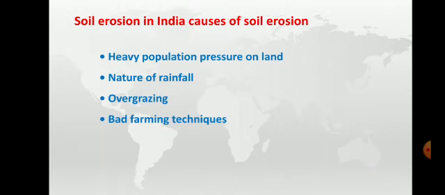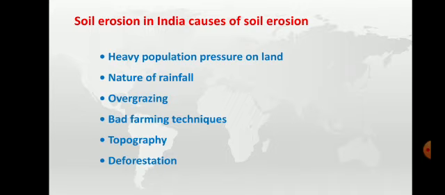Next, we'll see topography. So, here northeast part of India, that is Shivaliks and hilly regions of South India, they are affected by soil erosion because of steep slopes and heavy rainfall. So here during rainfall, soil will be washed away by running water down the slopes. Next we'll see deforestation. Deforestation also I discussed earlier.